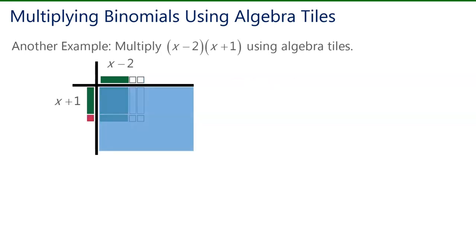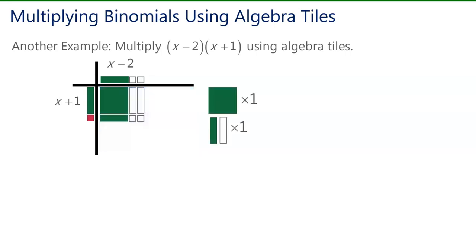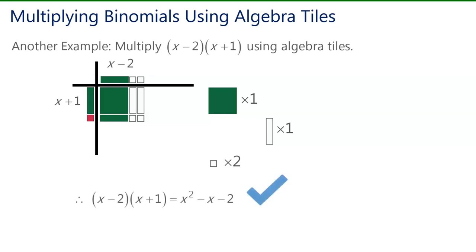So within the working area of our t-square, we get one x squared tile, a zero pair with an x and a negative x, and then we have one negative x tile. The zero pair, of course, disappears. And we have two negative 1 tiles. So our final product, x subtract 2 times x plus 1, equals x squared subtract x subtract 2 using algebra tiles.